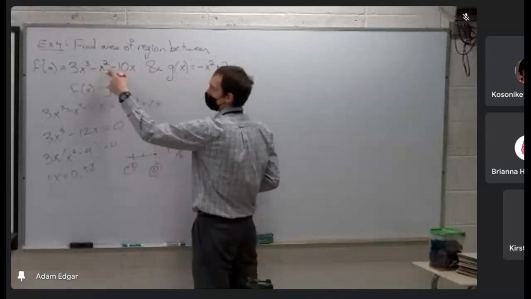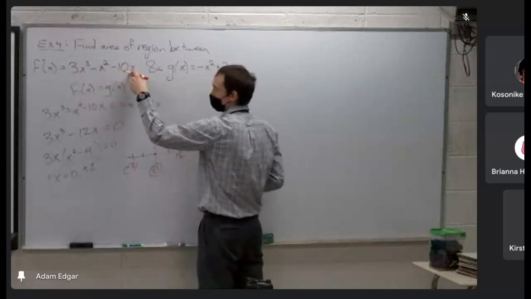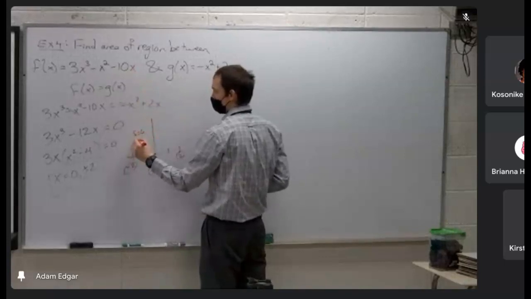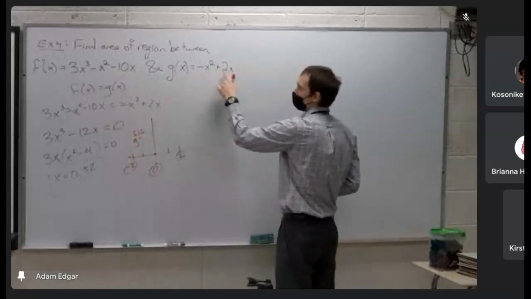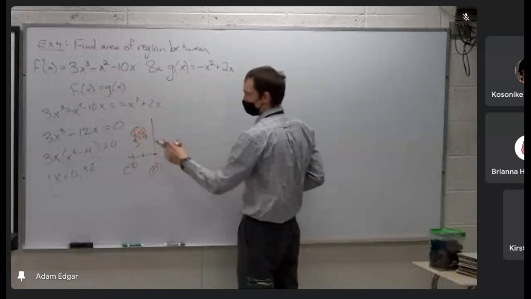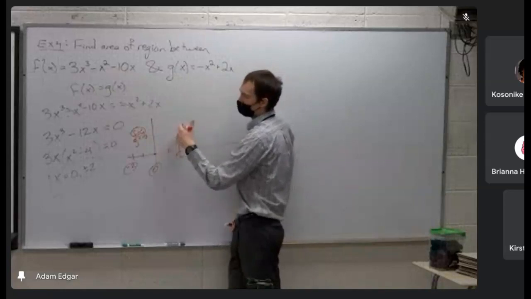Negative 3 plus 10. So what's negative 3 minus 1? Negative 4 plus 10 is 6. So f equals 6, and then g is negative 3. All right, so f is on top, on this section over here on the left. And then on the right, between 0 and 2, we do the same thing with positive 1.